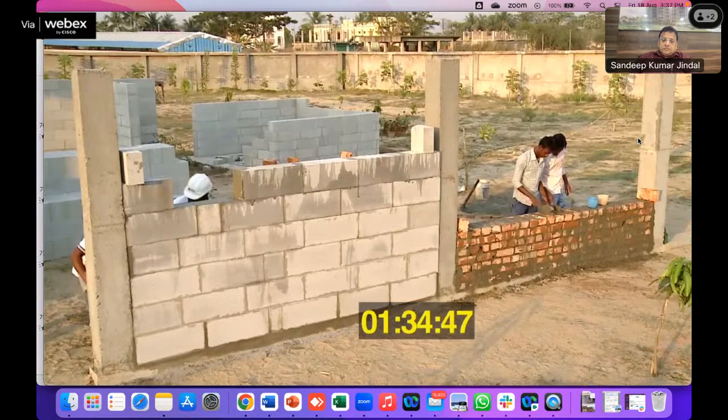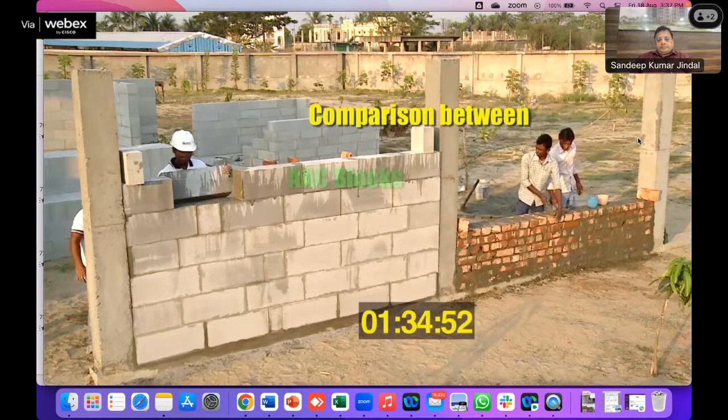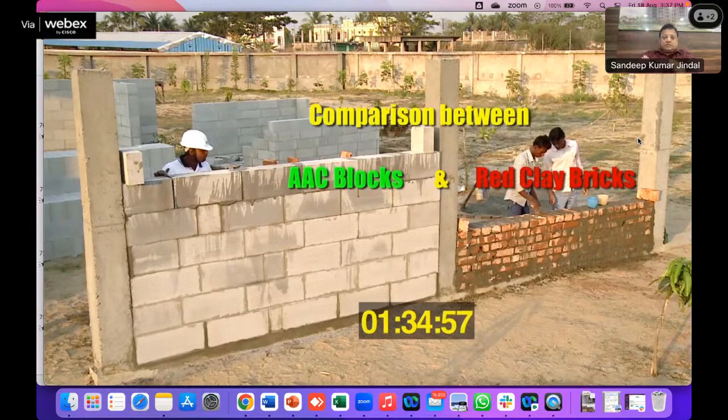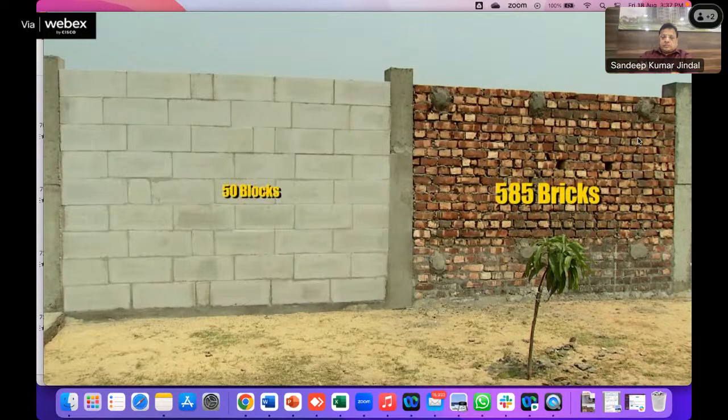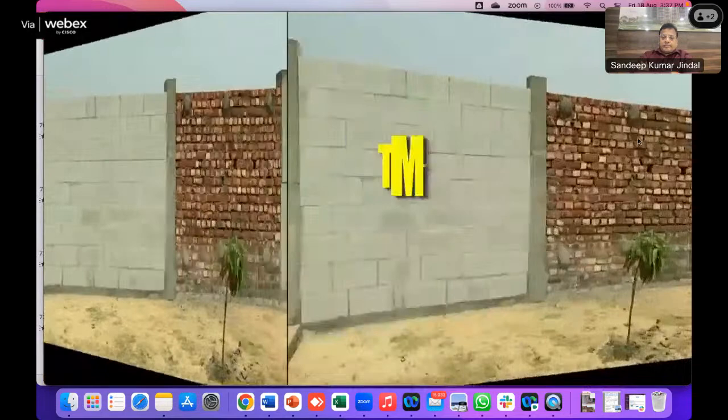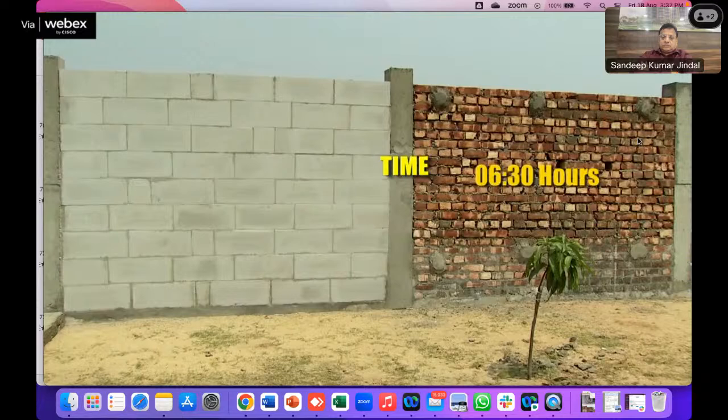Let us now study the comparison between AAC blocks and red clay bricks. To fill an area from pillar to pillar of 10.5 feet by 8 feet, 585 bricks were used, whereas, amazingly, only 50 blocks were used to fill the same area. The time taken for erecting the brick wall was 6.5 hours, whereas blocks clocked at 3 hours only.